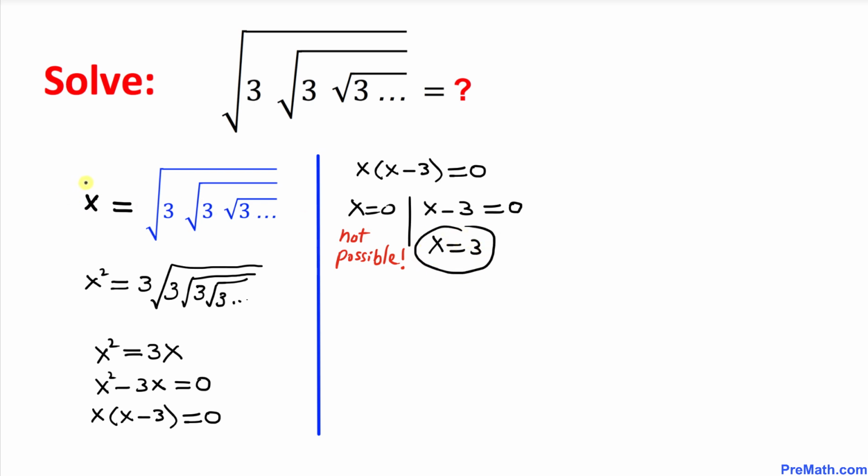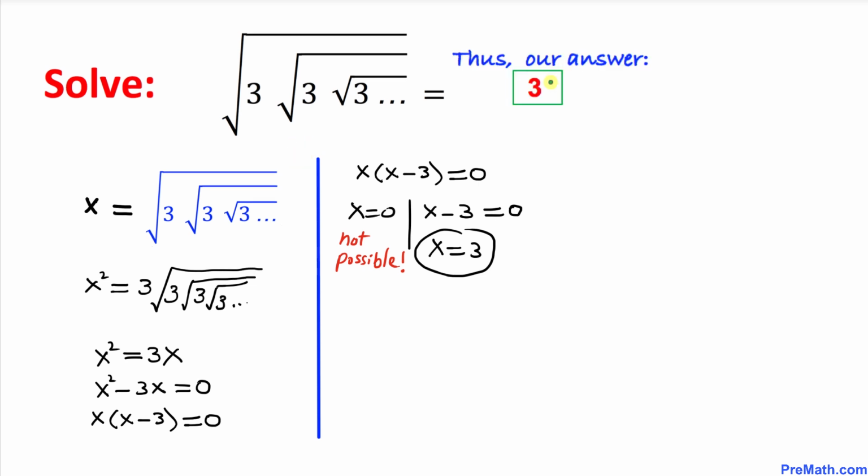So x equal to 3 means I'm going to replace this x with 3. That means this whole quantity equals 3. So thus our answer turns out to be 3.